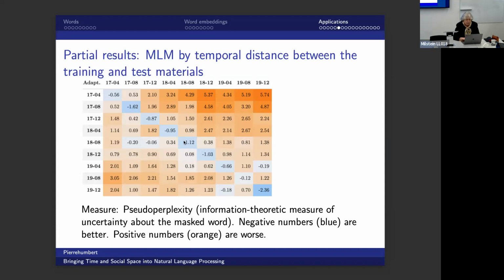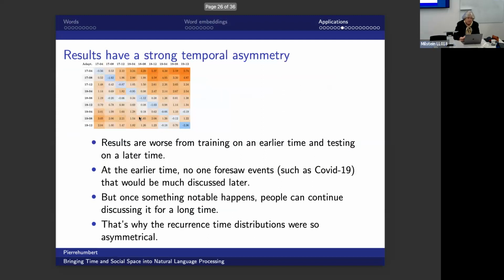And lo and behold, just as you would expect, if you adapt on the correct time period, you do better, okay? And if you adapt on the wrong time period, you do worse. But the really interesting thing here is that we have a strong temporal asymmetry. If you train on an earlier time and test later, you really take a hit because at the earlier time, no one foresaw events that would be discussed later. However, if you train on a later time and test earlier, it's not quite so bad because after something notable happens, people keep on talking about it. So that's exactly the same asymmetry we saw with the recurrence time distribution.